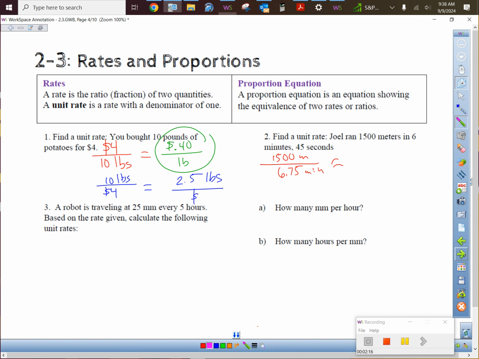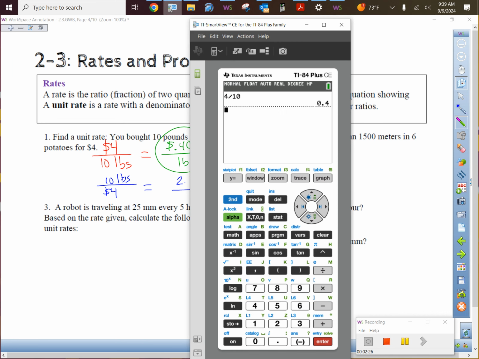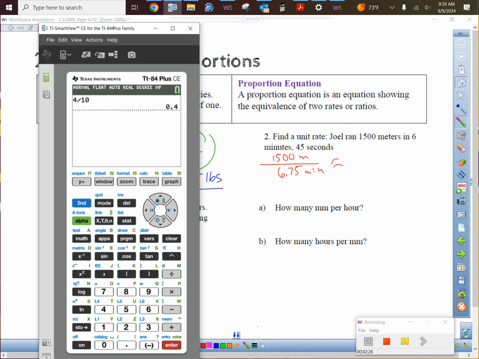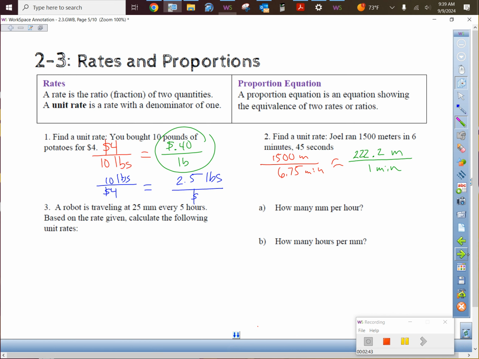And then we're going to punch that in. You just literally punch those numbers in. 1,500 divided by 6.75. And it's kind of a weird decimal. We'll have to round how the homework tells us to round. We're getting better at reading those details, round how they say. But I rounded to the nearest tenth, about 222.2 meters per 1 minute. That's a unit rate.